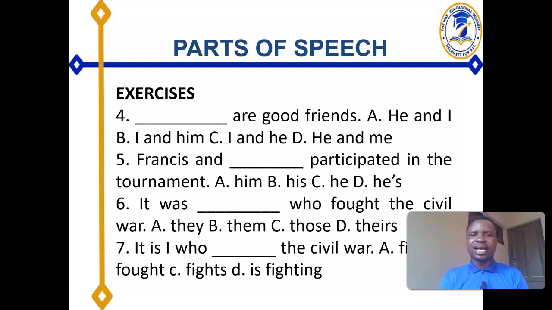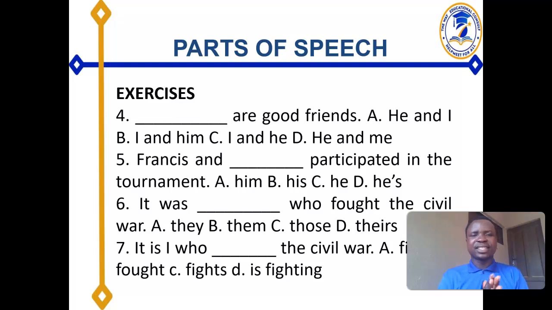Item number 4, "dash are good friends." So you are looking for two nouns that will be joined together to become plural here. Is it going to be "he and I", "him and I", "he and me"? Without stressing ourselves, we know we are looking for subjective cases, that is, before the verb, right? Based on what we learned earlier, what will be your correct answer? That will be option A, "he and I", because others should come before you. In honoring, preferring one another, let each esteem other better than himself. I'm not the one that says so, it's the Bible.